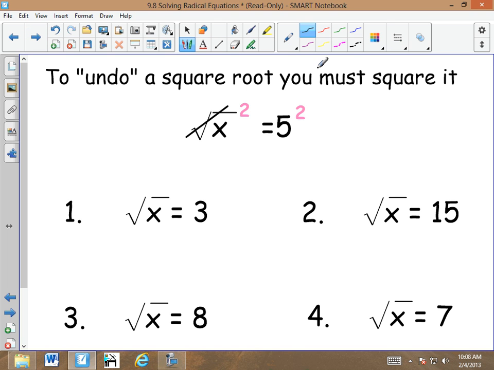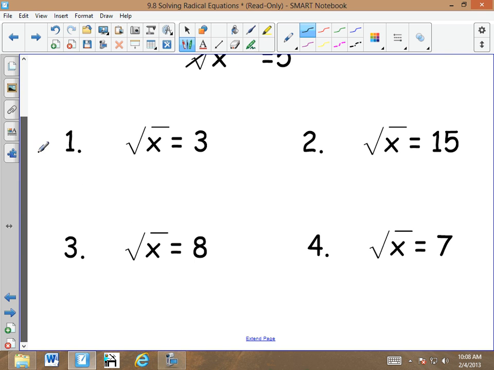Okay, to undo a square root, you simply square the square root. That's all we're doing today, is squaring the square root. So let's look at number 1. I have to find out what's the square root of x, and it equals 3. Well, what is the square root of something that equals 3? Square root of what equals 3?